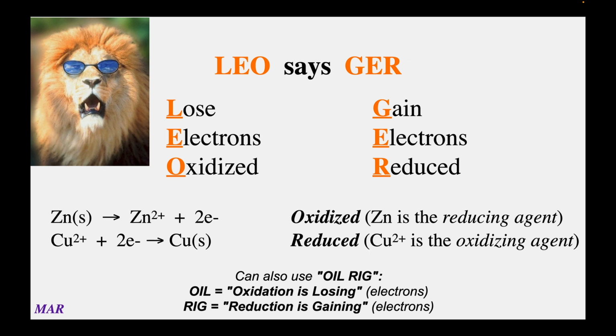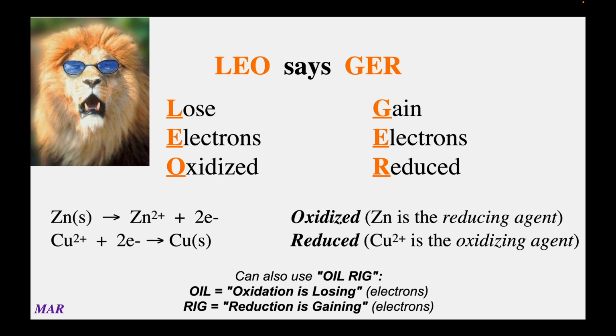So something that is oxidized has lost electrons. And you can see there that the zinc is losing 2 electrons to become zinc 2+. So notice that losing electrons means that electrons will be products. GER is gain electrons reduced. So the copper 2+ is gaining electrons to become copper metal. Reduced means electrons will be reactants. All right? So oxidized and reduced are real common.